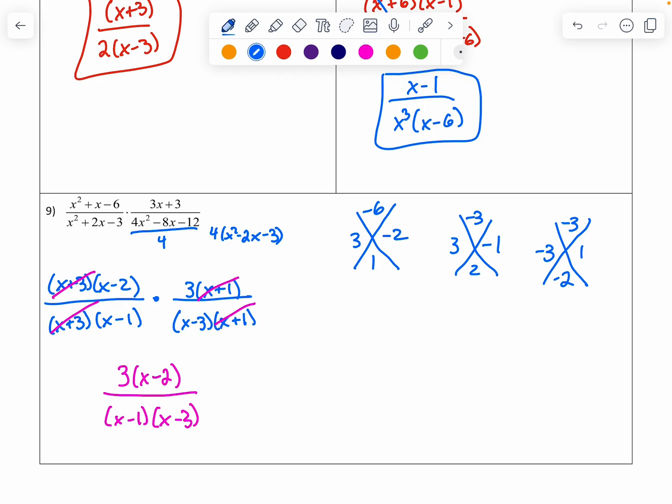Ooh, I forgot a GCF. There should have been a 4 in front of this. So there should be a 4 in front of there. So do remember your GCFs. If that 3 and 4 in front could simplify, I would, but because they can't, I just leave them as they are.